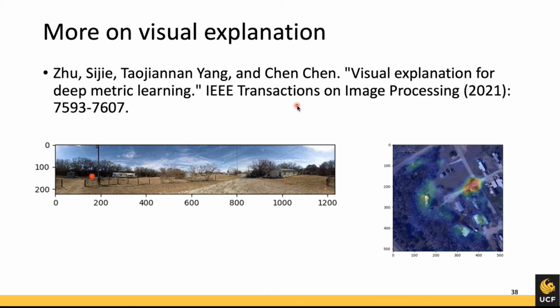In our follow-up journal paper, we did more on this kind of visual explanation, and we make it more general, not just for geolocalization, but in general for deep metric learning, like image retrieval, person re-ID, face verification. So if you're interested, you can check our transactions paper here.